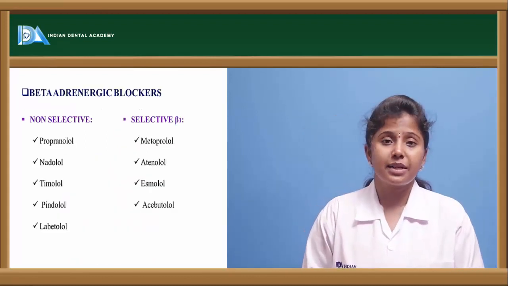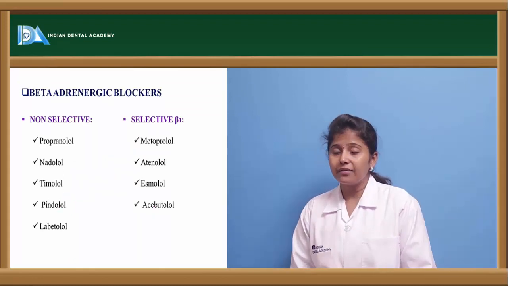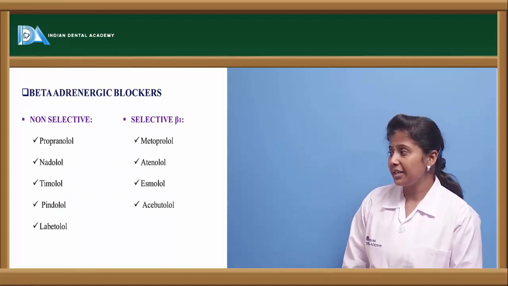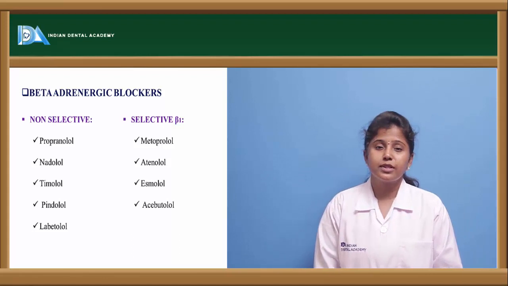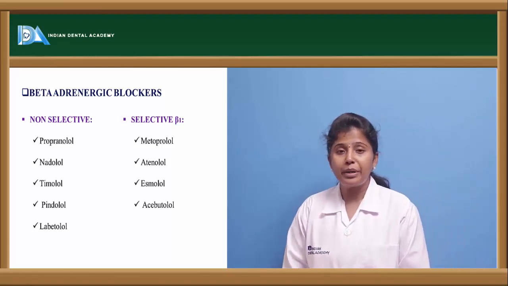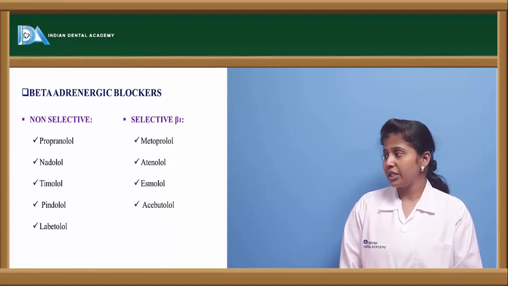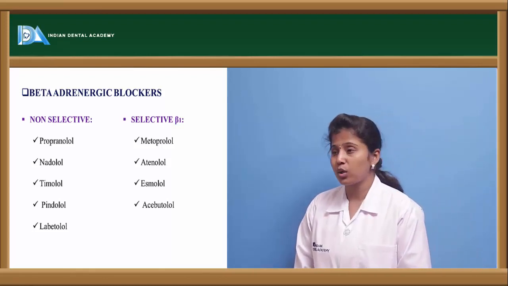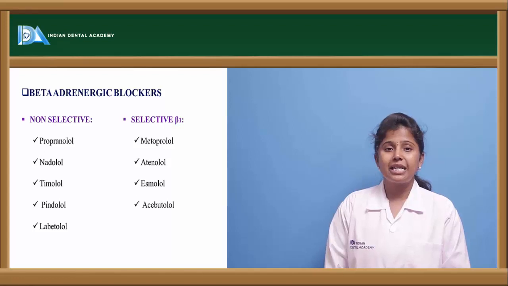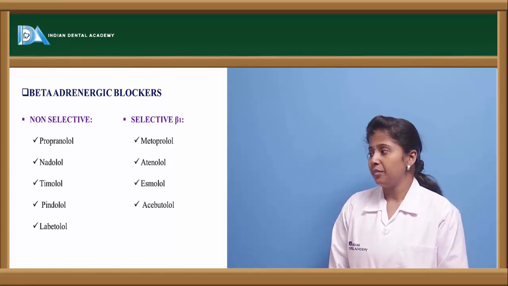The other class of drugs are beta-adrenergic blockers. Here we have non-selective agents and selective drugs. Non-selective drugs include propranolol, nadolol, pindolol, timolol, and labetalol. And selective beta-1 drugs include metoprolol, atenolol, esmolol, and acebutolol.